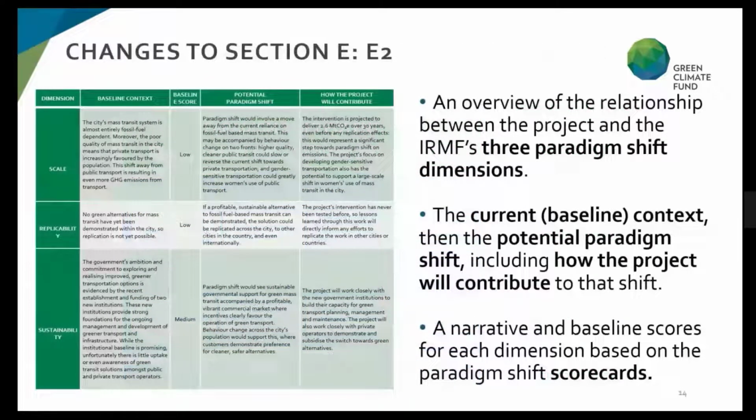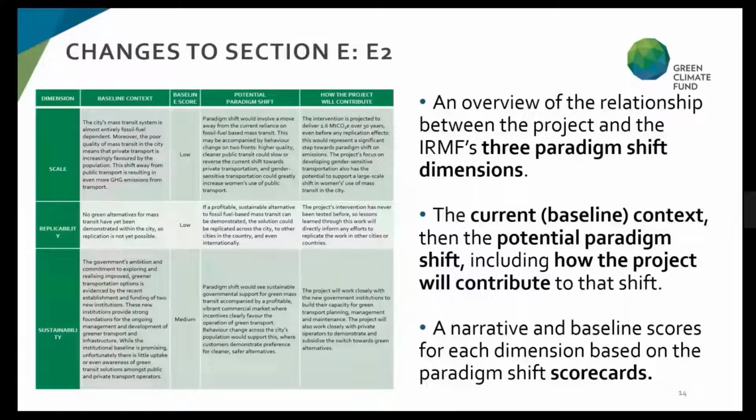Section E2 should capture the relationship between the project and the 3 paradigm shift dimensions. And for each dimension, the baseline context and scores must be provided. Similarly, a narrative for the project's paradigm shift potential and how the project will contribute to this potential has to be provided. So you can see here a completed table for illustration purposes only.